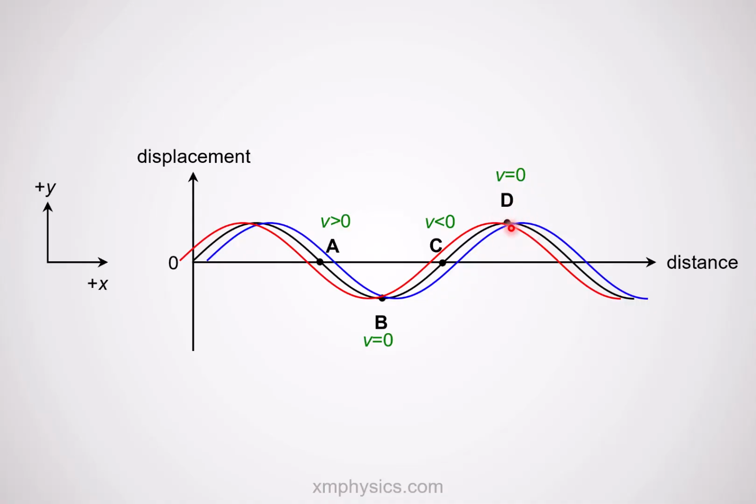Point D is actually not on the way down; it was on its way up, and then it's going to go on the way down. But at this very instant, point D is at rest. The same thing goes for point B.